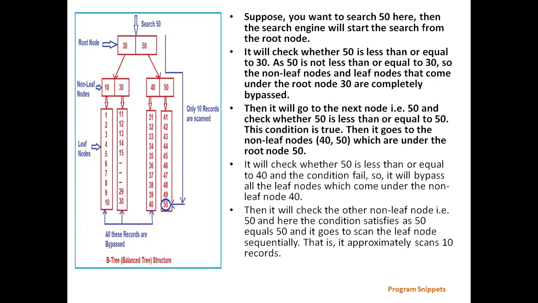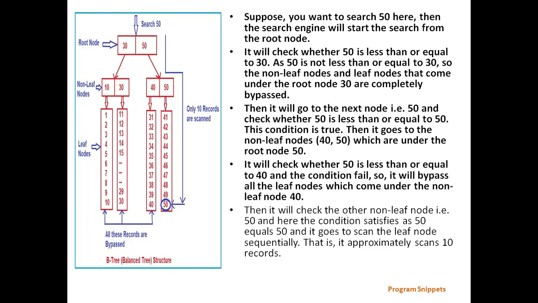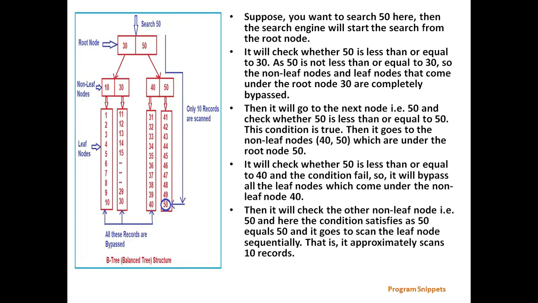So then it goes to the non-leaf nodes 40 and 50 which are under the root node 50. Then it will check whether 50 is less than or equal to 40. Since the condition fails, it will bypass the leaf nodes which come under the non-leaf node 40. Then it will check the other non-leaf node, that is 50, and here the condition is satisfied as 50 equals 50. And it goes to scan the leaf node sequentially. That is, it approximately scans 10 records.